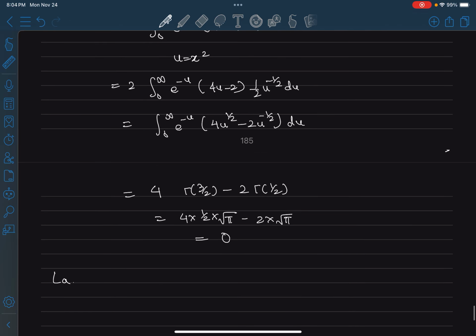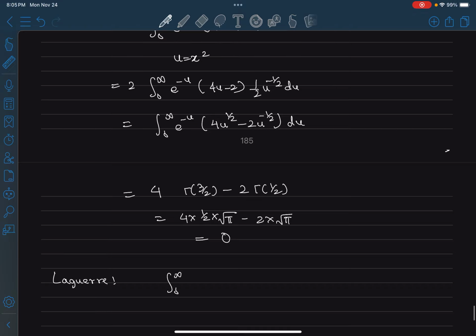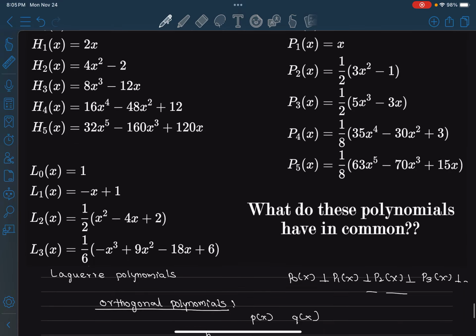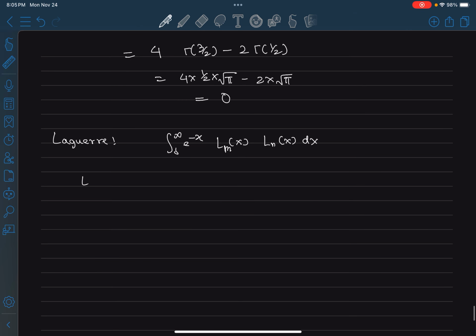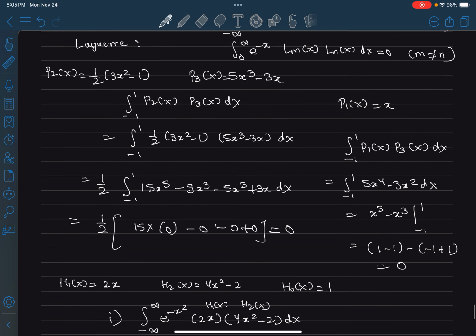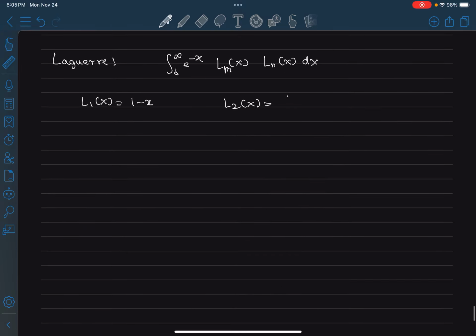Okay, for Laguerre. The integral from 0 to infinity of e to the power minus x, L_m of x, L_n of x dx. Okay, so let's take L1 and L2. L1 of x is 1 minus x, and L2 of x is half of x squared minus 4x plus 2.